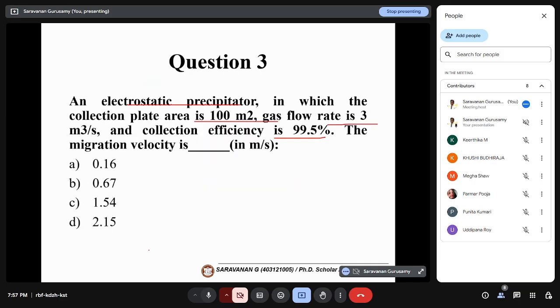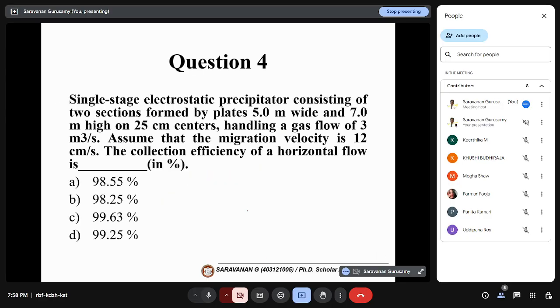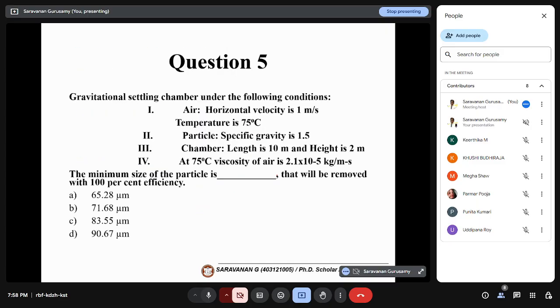If you think about electrostatic precipitator, we have only one formula, that is an efficiency formula based on migration velocity, area, and flow rate. Eta equal to 1 minus e power minus omega A by Q. So whatever you want, you can find. They are asking about the migration velocity; omega you can find with all the other data. The same formula you can use to find the collection efficiency with the other given data.